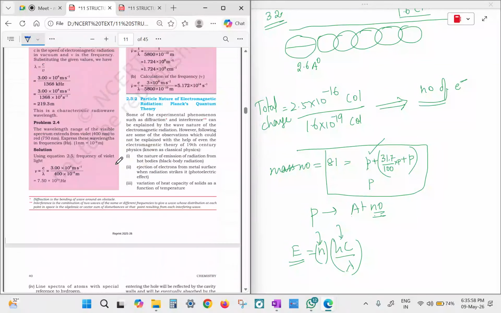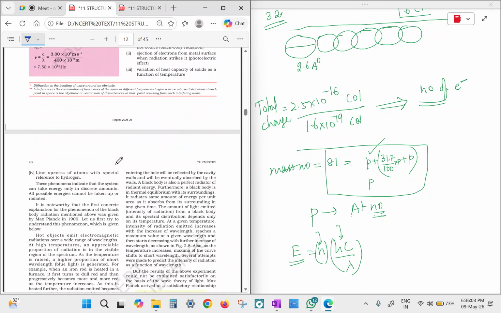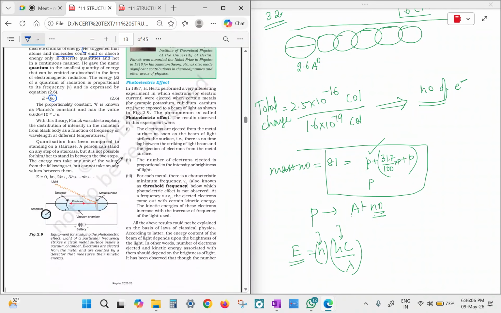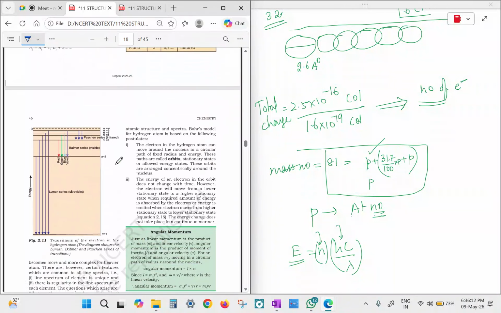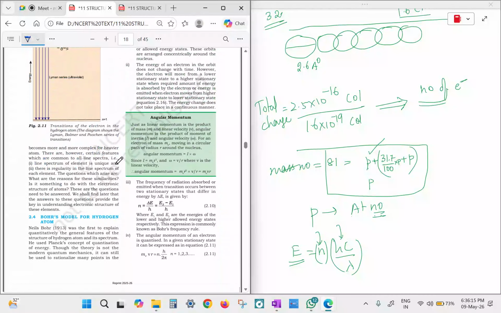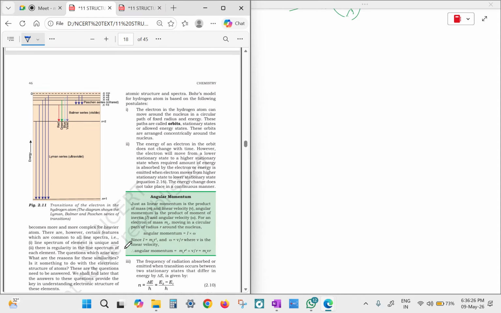Now, Bohr's model: what were the postulates of Bohr's model? We'll go back to that. Bohr, using the spectral study, gave some conclusions. The spectrum and Bohr's model happened side by side. Bohr's model for the hydrogen atom was based upon Planck's concept of quantization of energy, and also on the atomic spectra of the hydrogen atom. It is for hydrogen because the spectrum was studied only for hydrogen.